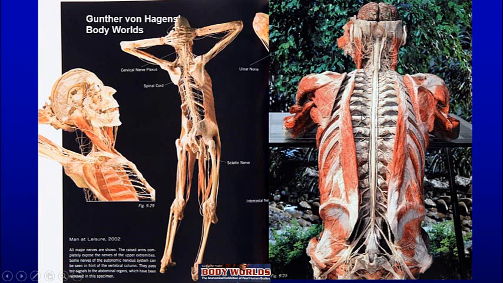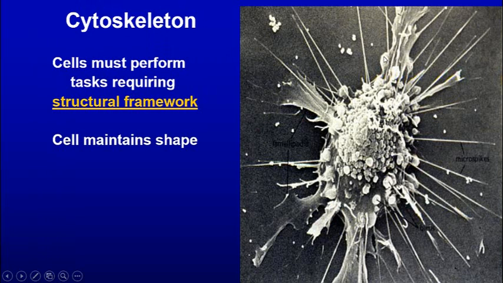Here we can see body whorls indicating the nervous system, which has a lot of cytoskeletal components to be able to transmit messages from the brain to the rest of the body.